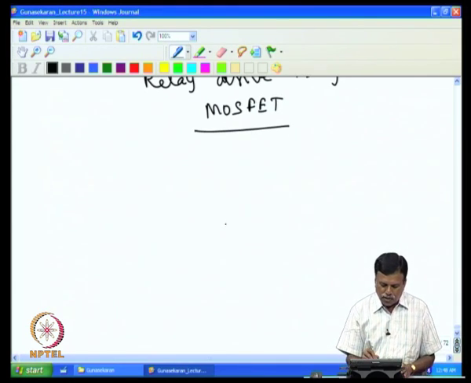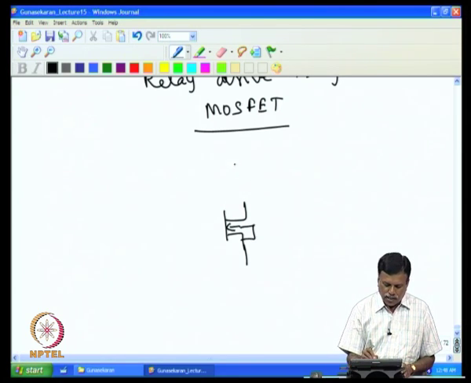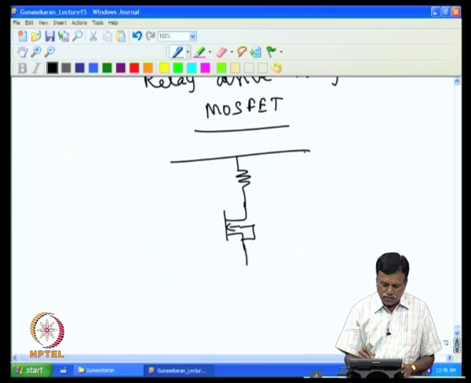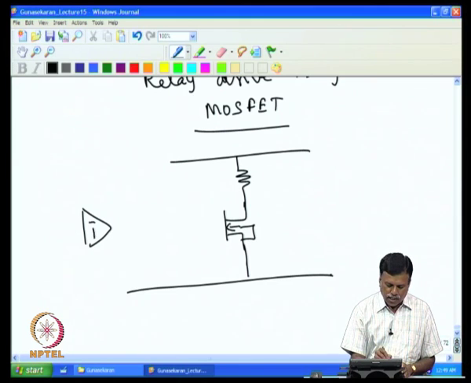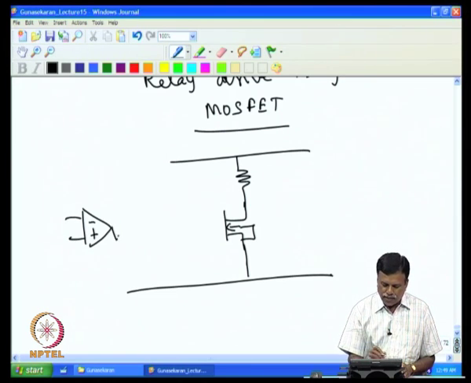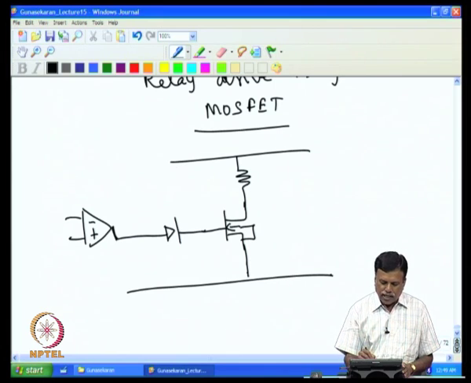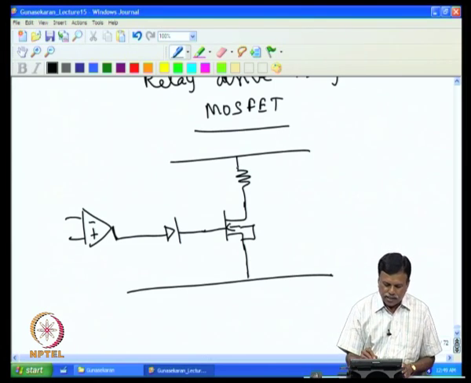So the general circuit looks like this. For example, I can have this. Then assume the same operational amplifier circuit there, which gives me the voltage. I want to drive the MOSFET here. So I connect this one directly, because it is not a current operated device, it is a voltage operated device, and this is supposed to be a relay. So I remove this resistance and connect the relay.